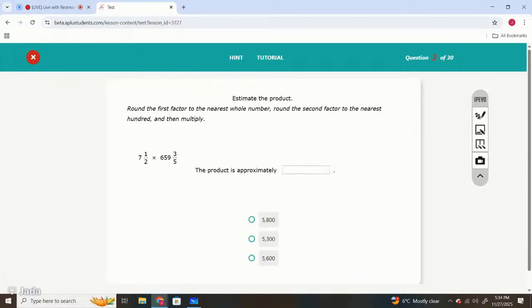Estimate the product. Round the first factor to the nearest whole number. Round the second factor to the nearest 100 and then multiply: 7 whole 1 by 2 and 659 whole 3 by 5.